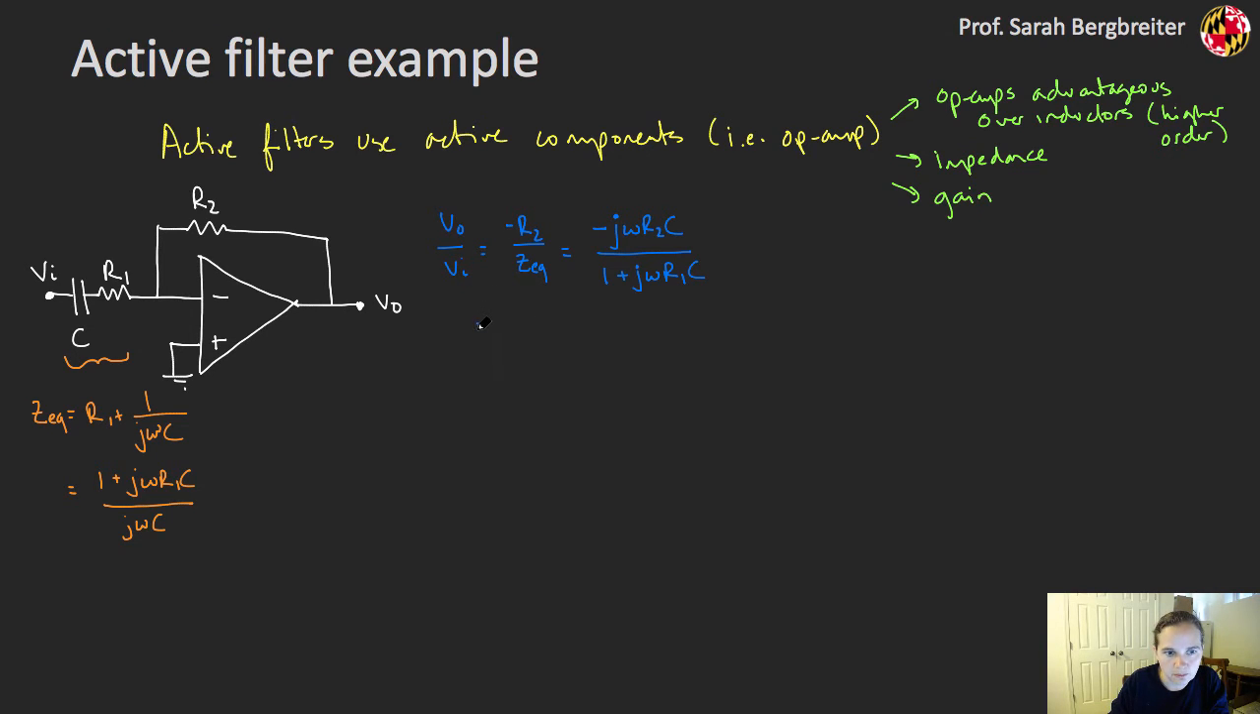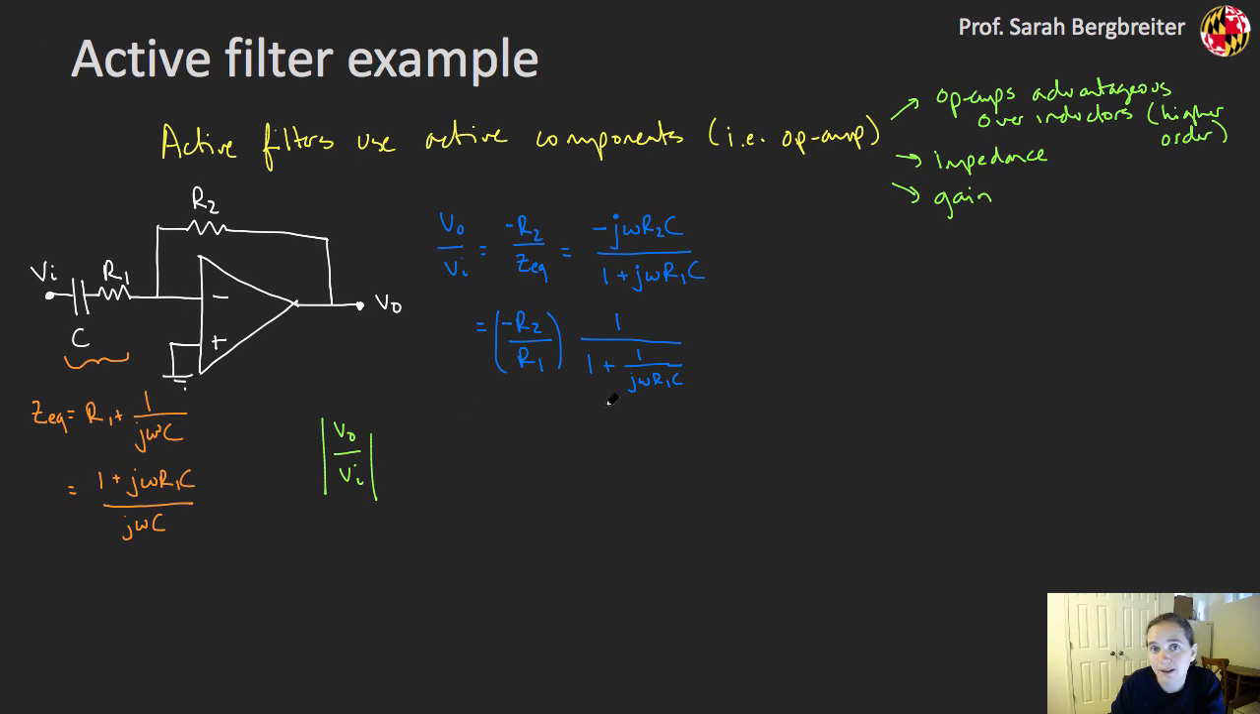So I'll rewrite this once again as minus R2 over R1. So there's the gain term that I get from this active filter times 1 over 1 plus 1 over j omega R1C. If I'm interested in looking at this performance as a filter, I want to look at the magnitude ratio of this term here. So I'm going to take the magnitude of V out over V in. So VO over VI and the absolute value of that.